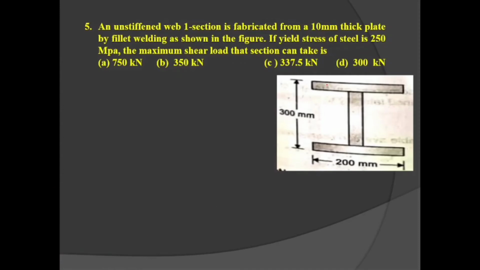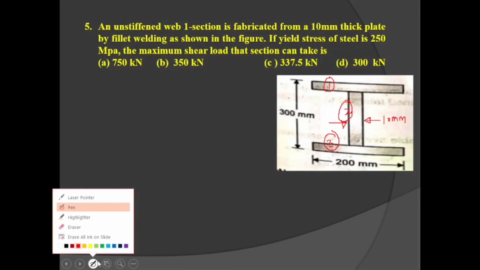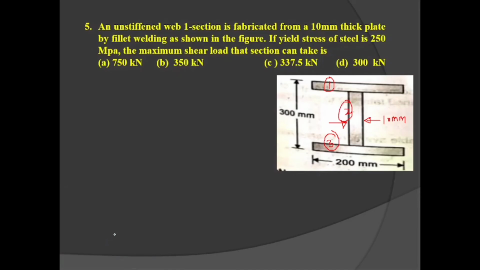This is 1, this is 2, this is 3, using the fillet weld. Now this thickness is given as 10 mm. Every thickness is given as 10 mm. Now we have to calculate the maximum shear load that it can take. So maximum shear we can calculate. We have to calculate the value of maximum shear load.